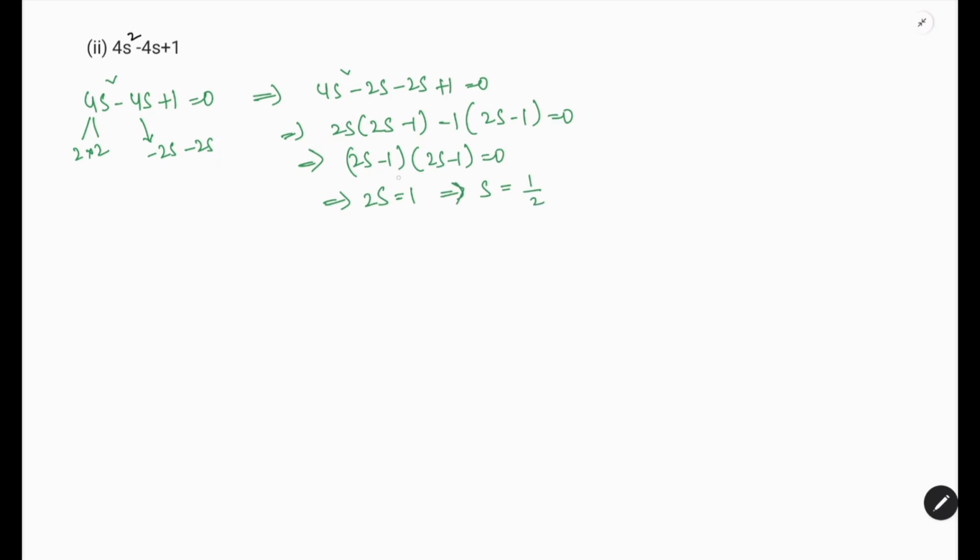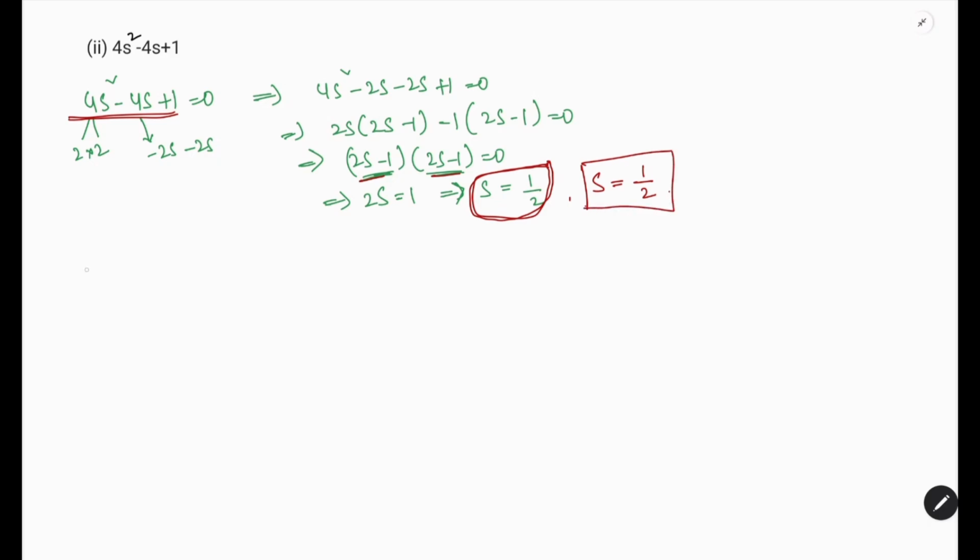So here both the zeros are same. Here both the terms are same, so both the zeros are same. So for this value of s, the value of polynomial will be 0. That means s equal to half is the zero of the polynomial. Here the two terms are same, that means the another zero is also 1 by 2.